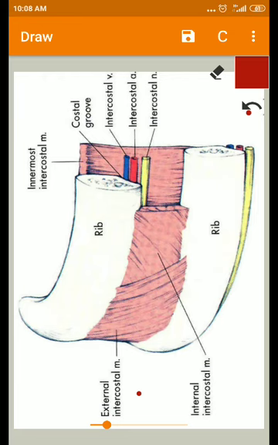Now coming to the attachments. Each muscle stretches from the lower border of the rib above to the upper border of the rib below. So the intercostal muscle is attached like this, to the upper rib and the lower rib. When you see these two muscles, this muscle is placed somewhat externally, so it is called the external intercostal muscle.